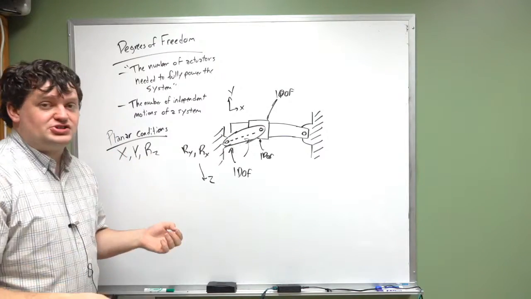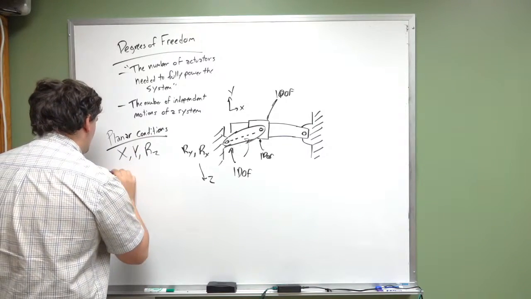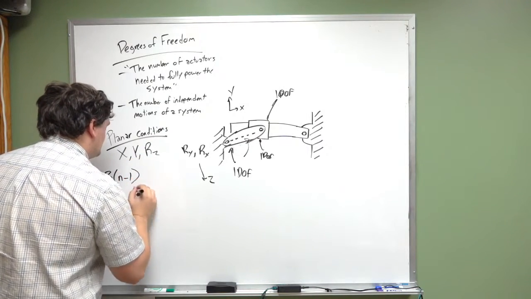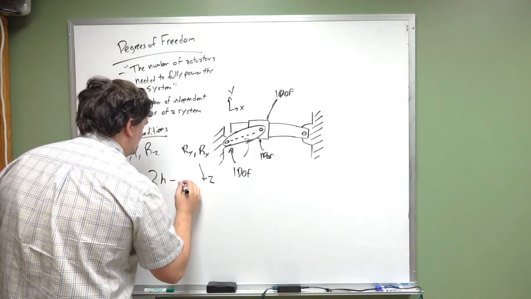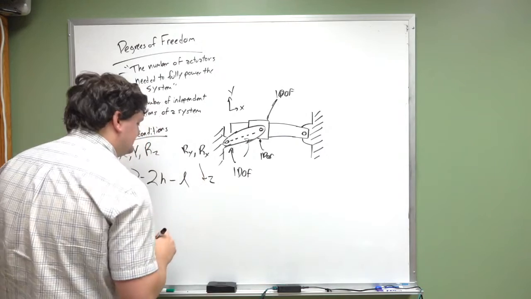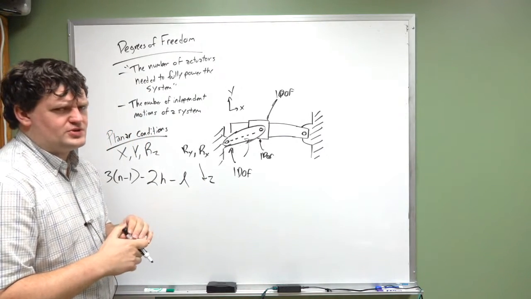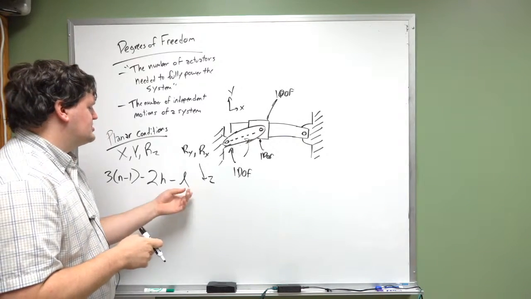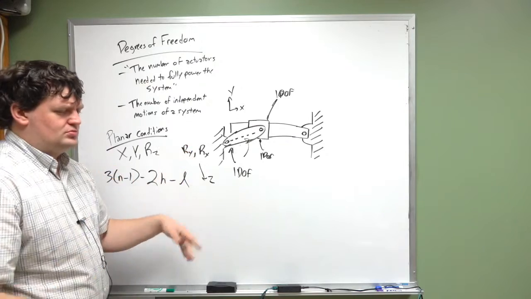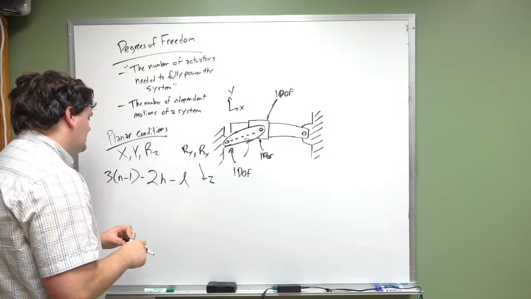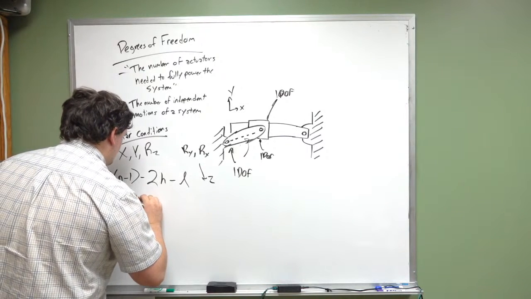For planar conditions, the degree of freedom formula looks like this: 3n minus 2h minus l. Pretty sure that's right. I might have to go adjust this. This might be the L, this might be the H. I think I'm right though. What do each of these variables mean? N is your number of linkages.